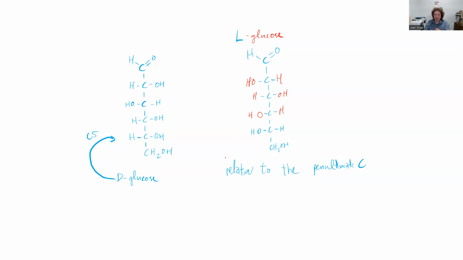Because the hydroxide group on my penultimate carbon, in this case, carbon number five, my second highest numbered carbon, is on the left-hand side. Now, two, three, and four, those hydroxide groups are positioned on the left, then the right, then the left. If I refer back to D-glucose, my hydroxide group on carbon number five is on the right-hand side. Carbon two, hydroxide is on the right. Three, hydroxide is on the left. Four, hydroxide is on the right.